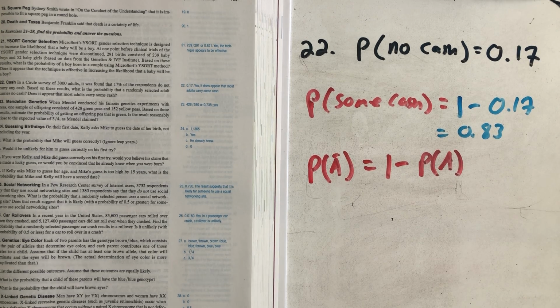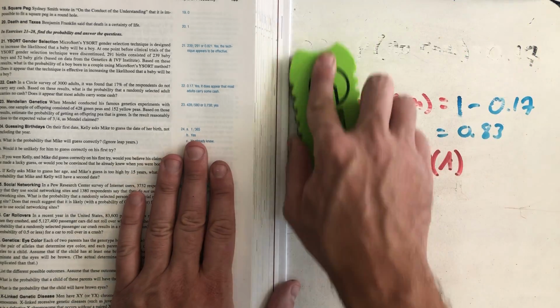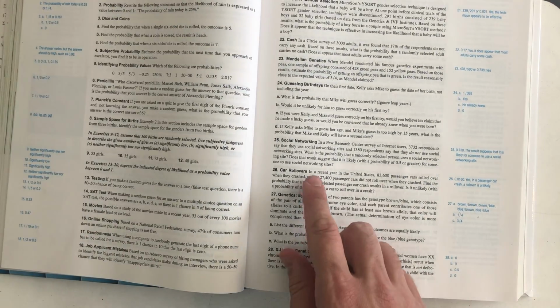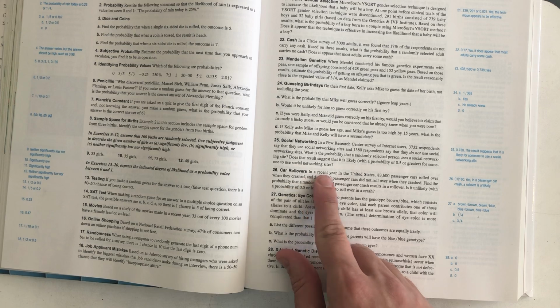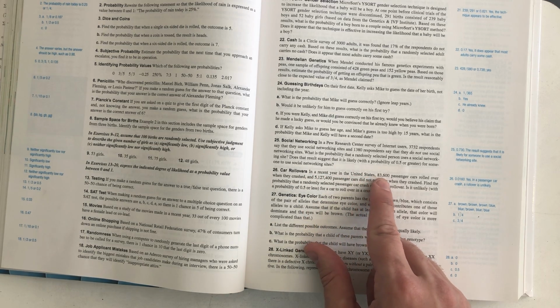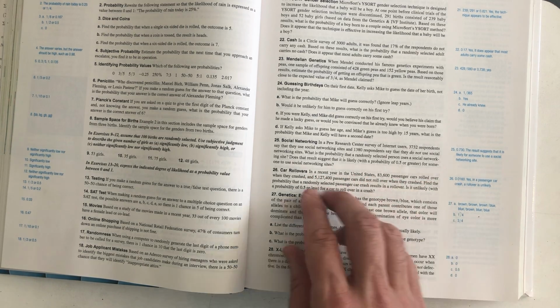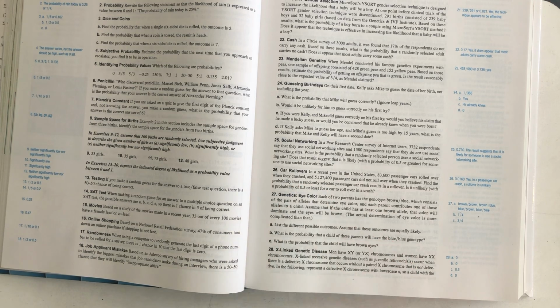All right, well, that was problem 22 on page 155. I also want to take a look at problem number 26. In a recent year in the United States, 83,600 passenger cars rolled over when they crashed. And 5,127,400 passenger cars did not roll over when they crashed. Find the probability that a randomly selected passenger car crash results in a rollover.